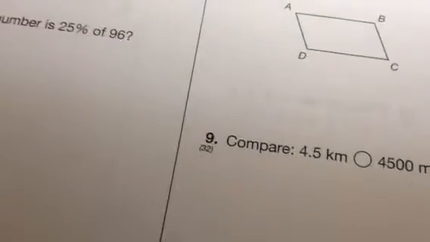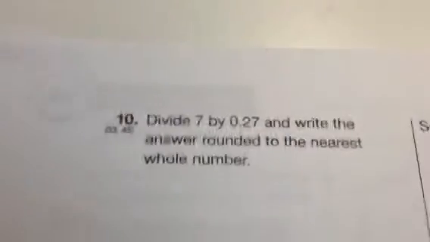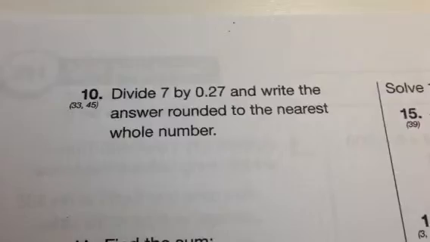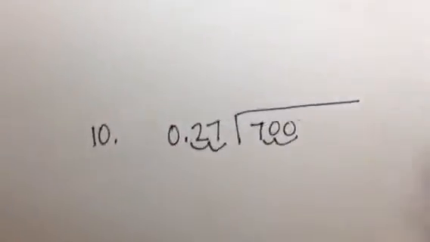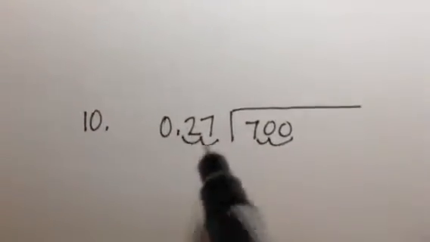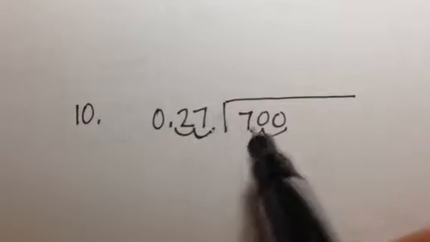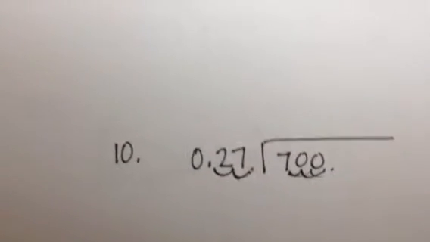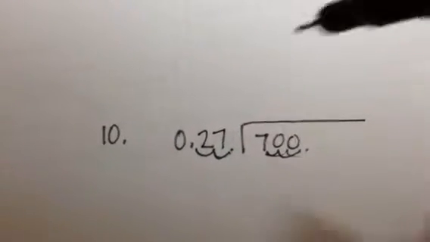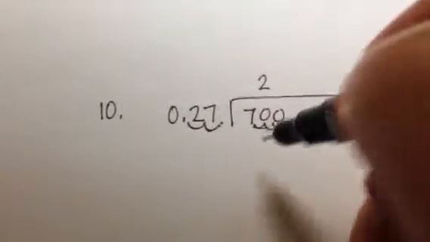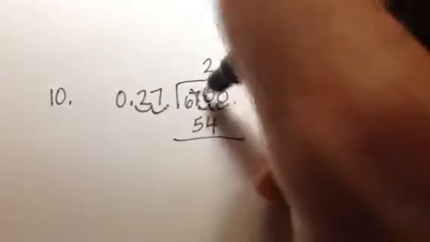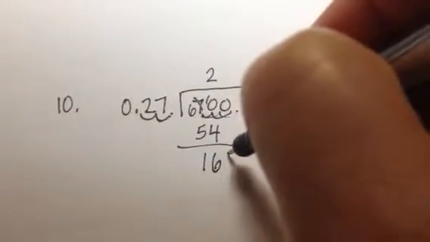All right, on to number 10. Number 10 asks us just to divide 7 by 0.27 and then round it to the nearest whole number. So I'm going to make my decimal a whole number by moving the decimal over 2 places. That means I move this decimal over 2 places. Now I have 27 goes into 700 how many times? Well, 2, and that would be 54. I'm going to subtract that, and I'm going to get 16.